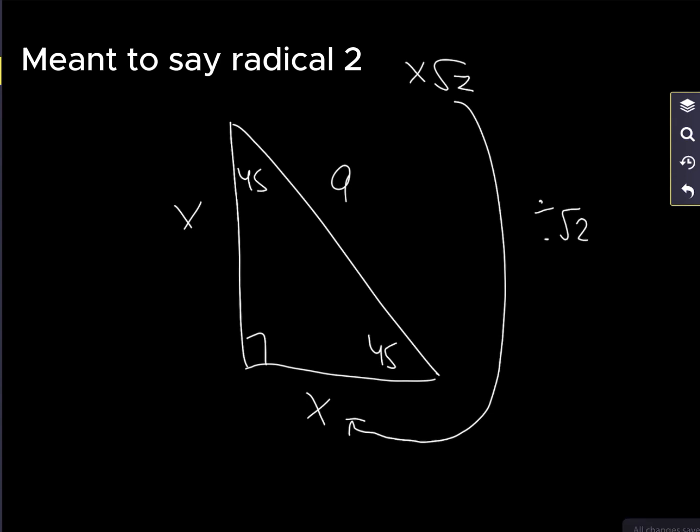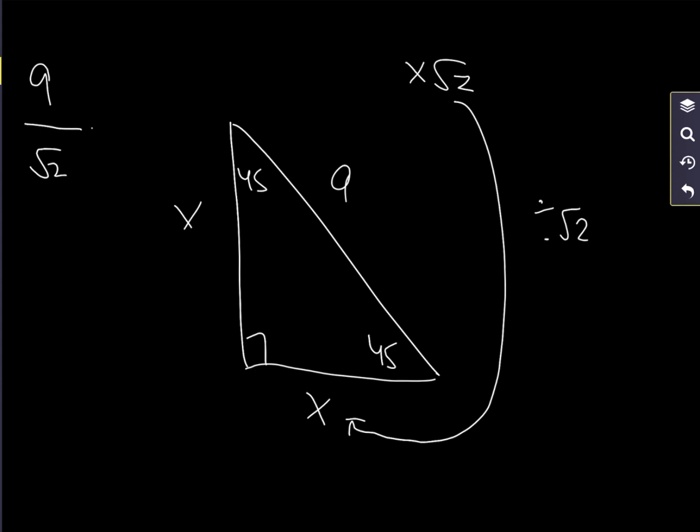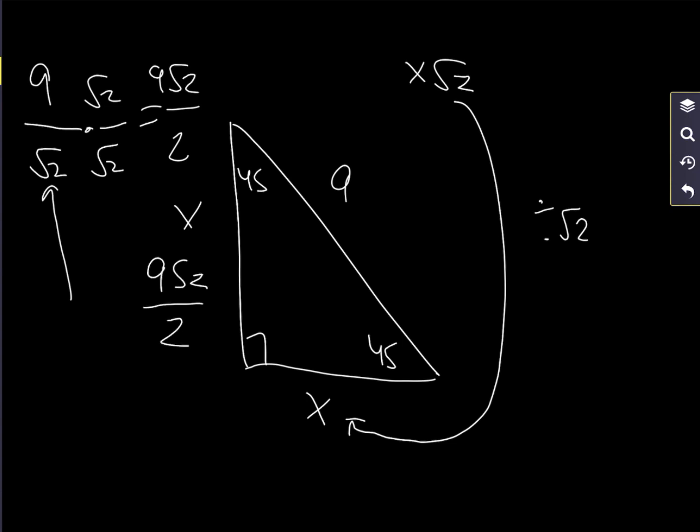So if we want to get back to x, it's just going to be 9 divided by radical 2. And rationalizing the denominator, because we don't want radicals in our denominators, you just multiply by the denominator itself, on the top and the bottom, and you would get 9 radical 2 over 2. And x would just equal this.